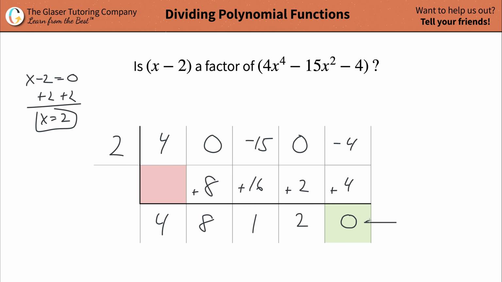The reason why the box is in green is because this box represents your remainder. If your remainder is 0, which it is in this case, then we know that this thing divides into that thing evenly. There is no remainder, and therefore this is indeed a factor of that.